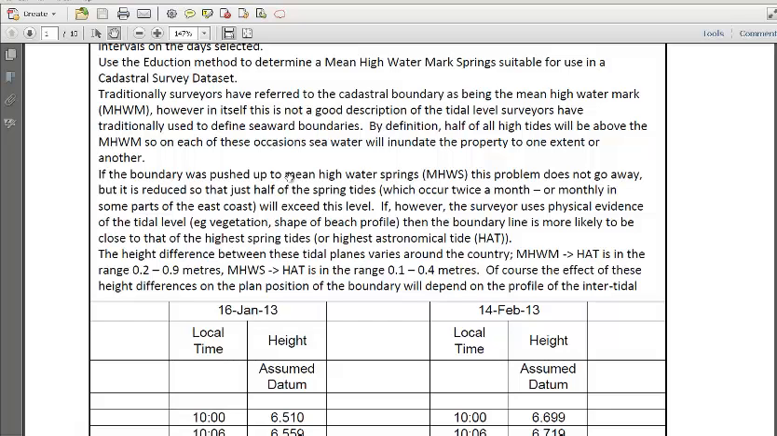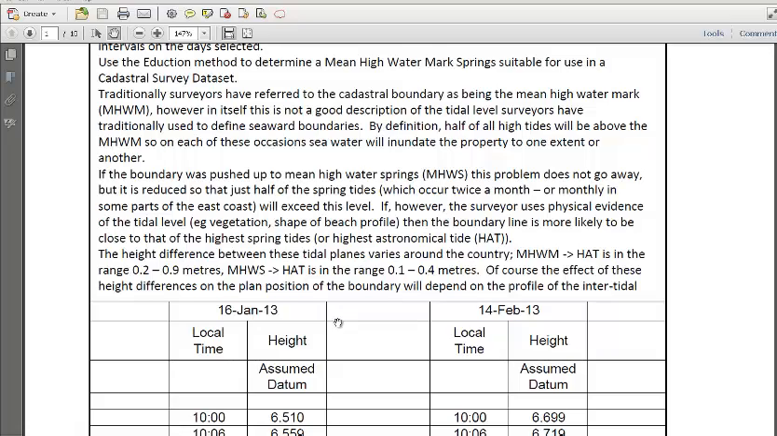So if the boundaries push, say, to mean high water springs, the problem doesn't go away, but it is reduced or minimised, as just half the spring tides, which occur twice a month or monthly in the East Coast, will exceed this level. But, on the other hand, some surveyors use physical evidence of tidal level, vegetation, etc. And when this is used, it's more likely to be that they are using the highest spring tide or the highest astronomical tide, which has an acronym called HAT.